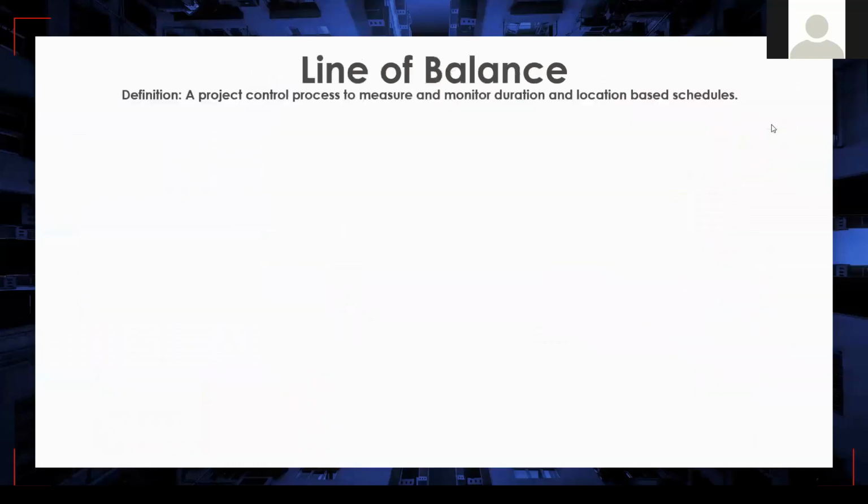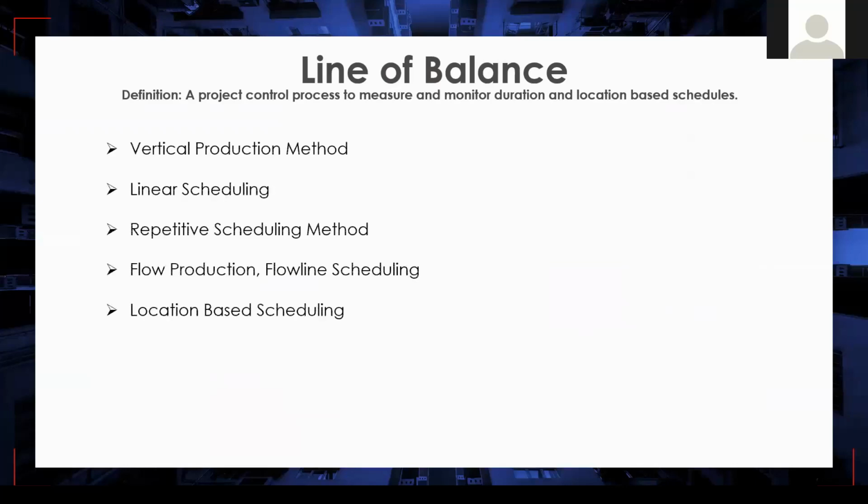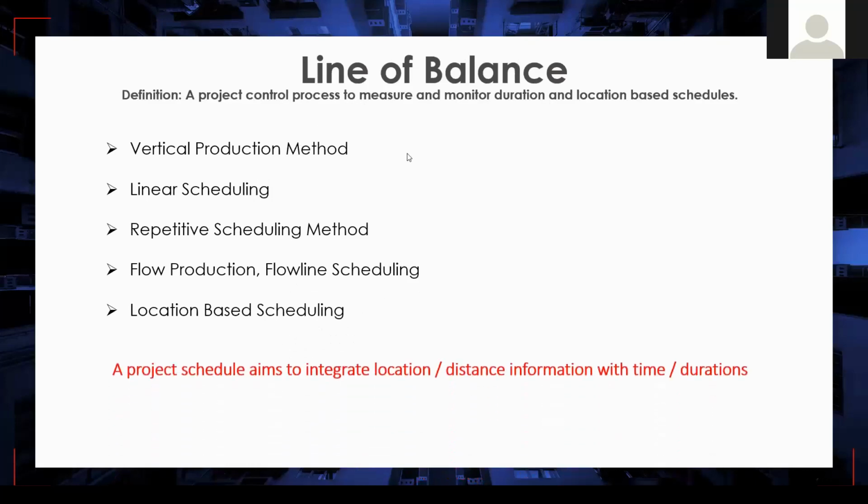So let's talk about line of balance. By definition, it is a project control process to measure and monitor duration and location-based schedules. In the literature, there are many definitions of line of balance, such as the vertical production method, linear scheduling, repetitive scheduling method, flow production, flow line scheduling, or location-based scheduling. These all refer to one thing: a project schedule that aims to integrate location or distance information with time and duration.